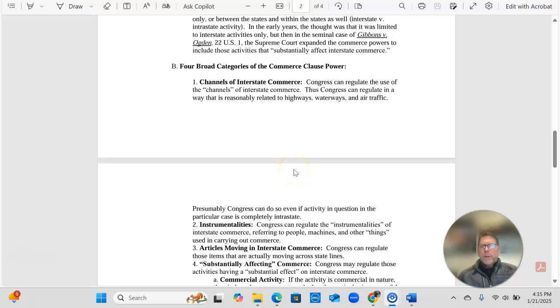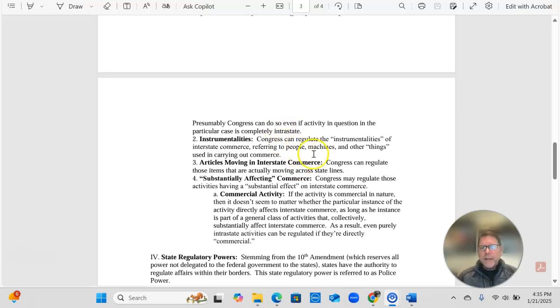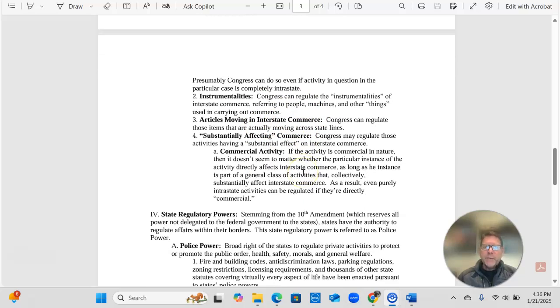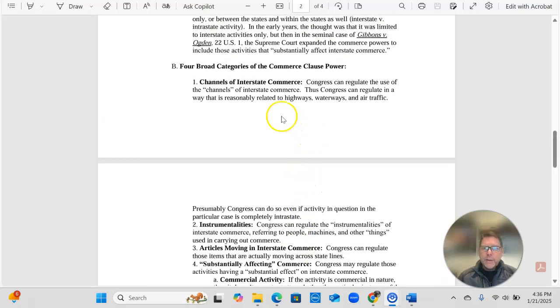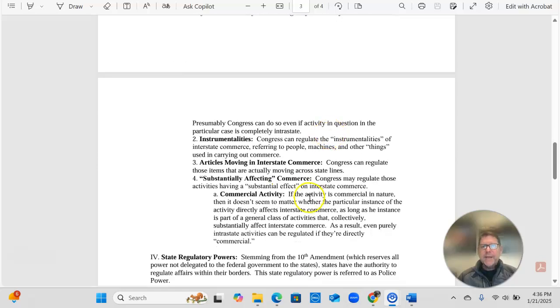And so when we expand out and ask what the broad categories of power are, expressed through judicial decisions and case law analyzing the Commerce Clause, it is the following. Congress can regulate the instrumentalities of interstate commerce, which refers to people, machines, and other things used in carrying out commerce. They can regulate articles that actually move across state lines. They can regulate the channels of interstate commerce, which are highways, waterways, and air traffic. And they can also regulate those things that, even if wholly intrastate or small, de minimis in their acts, would in the aggregate substantially affect interstate commerce.